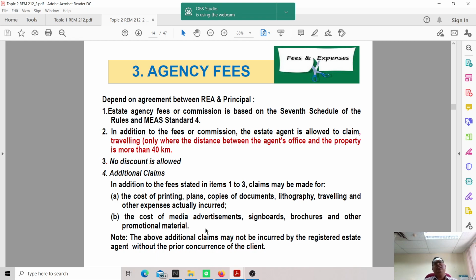But usually in practice, the agent just takes the maximum of 3%, 3.18%. The 0.18% is the service tax. So our fee will usually be 3%. But if the client is willing to pay all of these additional claims, then go for it. You can try to ask for the claim first, but sometimes, because you want to secure the business and the listing, you just say, okay, I'm satisfied with the 3% commission.